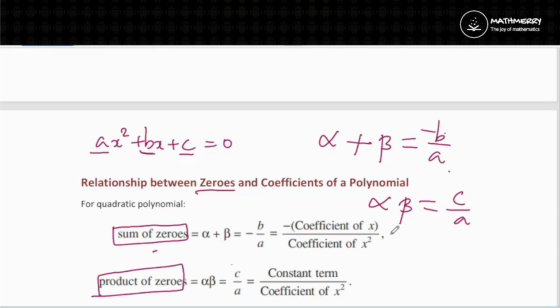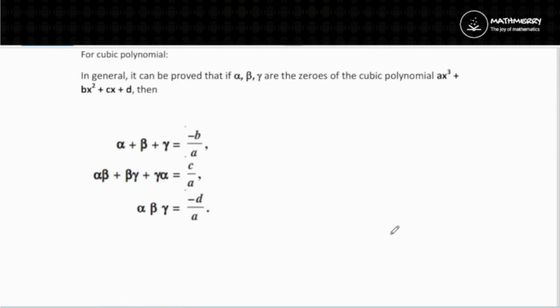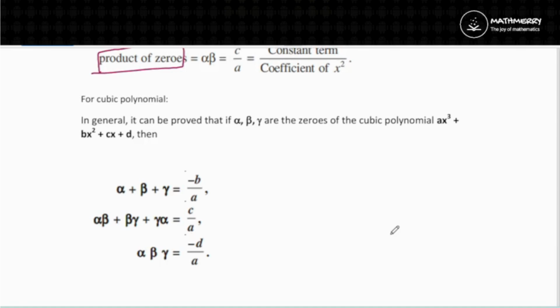Now this is the case for a quadratic polynomial. Now we have the cubic polynomial. If we have a cubic polynomial, then we can have at most three zeros: alpha, beta and gamma. These are the three zeros.